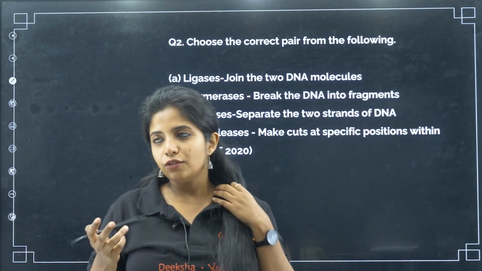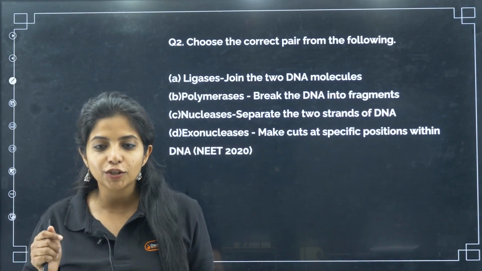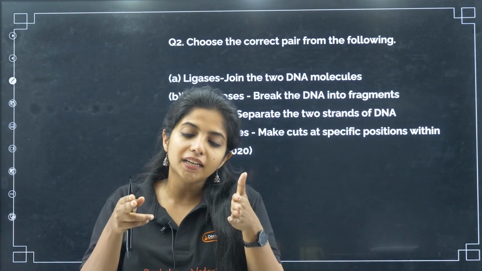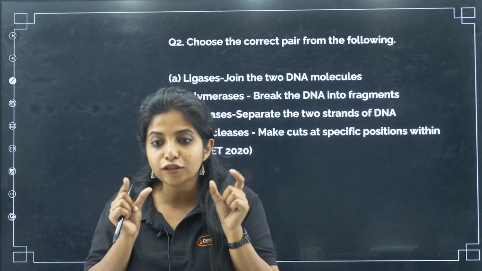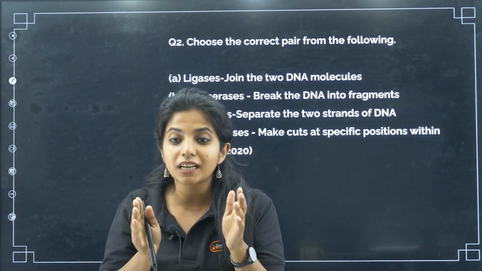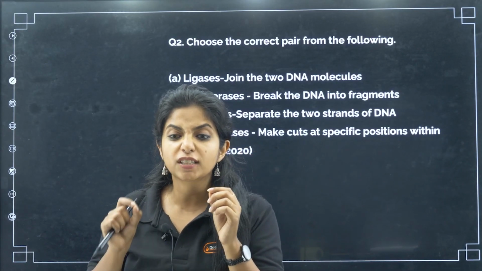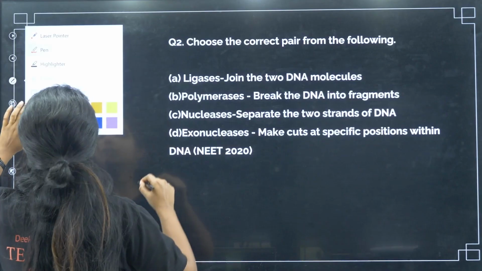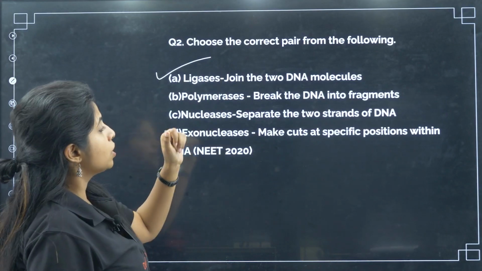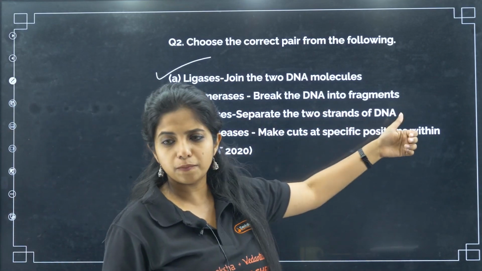So for example, in genetic engineering, you cut the DNA, right? So this cut DNA which is there, it cannot stay like that. You have to stick something. So basically, ligases are going to act like the super glue out there, and that is absolutely correct, that they join the 2 DNA molecules. Now polymerases breaks the DNA into fragments.